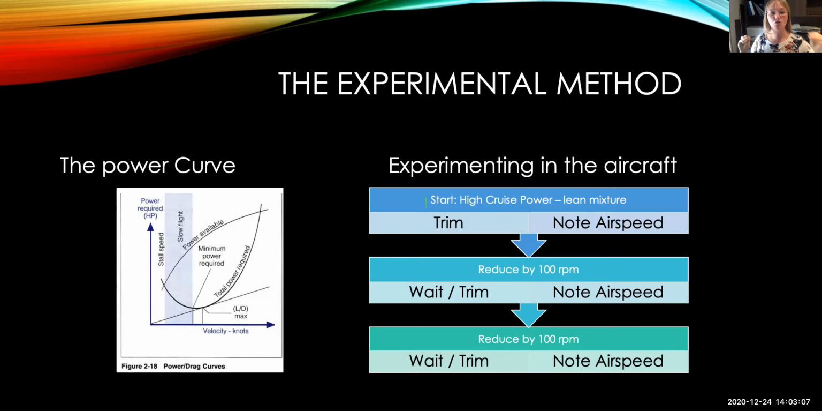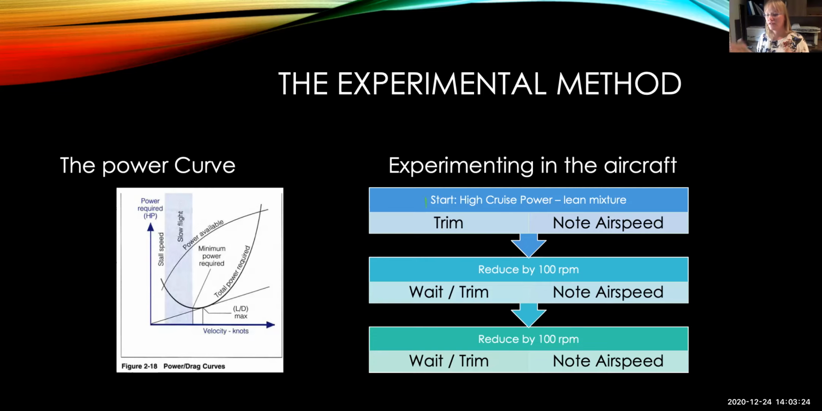It has to be trimmed so beautifully that you could let go and that nose isn't going to change a smidge from where it is on the horizon. Hopefully you've chosen a day with very little turbulence, very calm air, very clear horizon, okay? Because thinking about this, it is probably the student's third hour in the airplane.